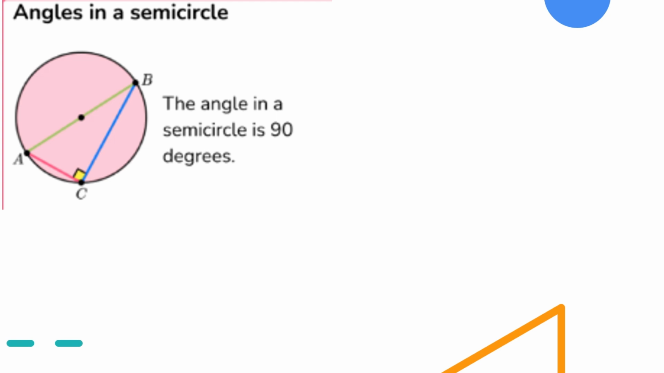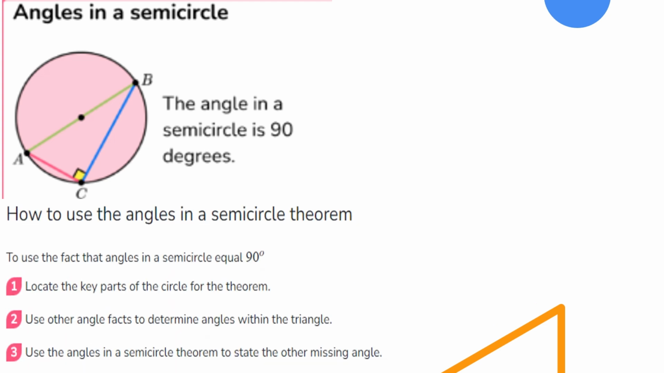Angle in a semicircle. The angle in a semicircle is 90 degrees. How to use the angle in a semicircle theorem? Locate the key part of the circle for the theorem. Use the other angle facts to determine the angle within the triangle. Use the angle in a semicircle theorem to state the other missing angle.